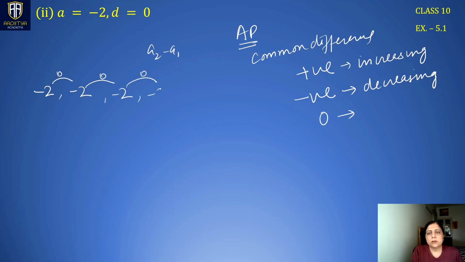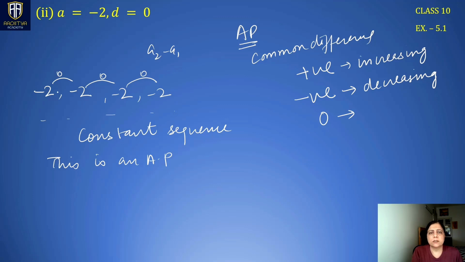Again add 0, -2. So this is, you can say, a constant sequence. Constant sequence means the terms are neither decreasing nor increasing. In that case, still it is called an AP. This is an AP, and the sequence itself is -2, -2, -2. This is a constant sequence.